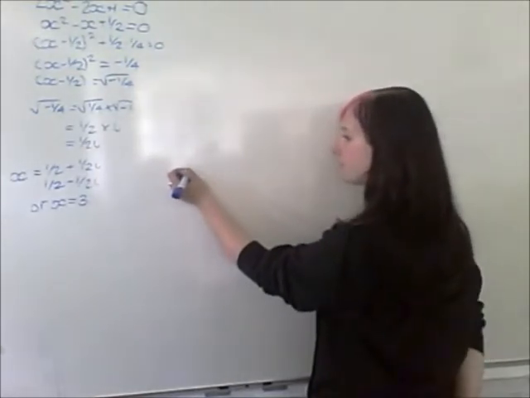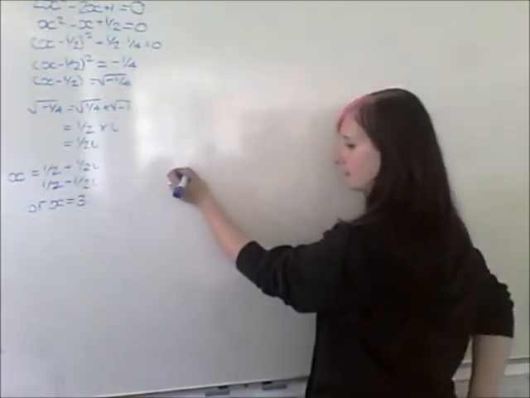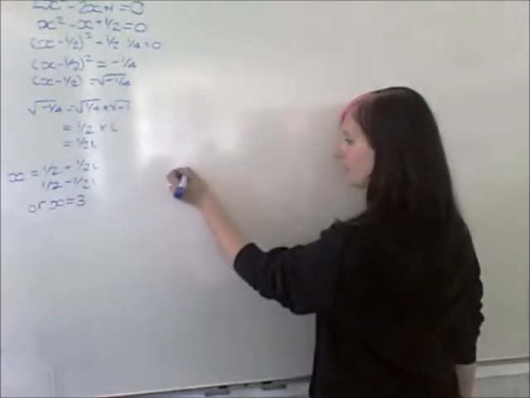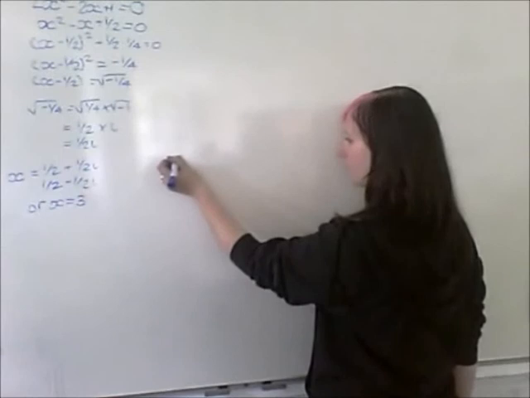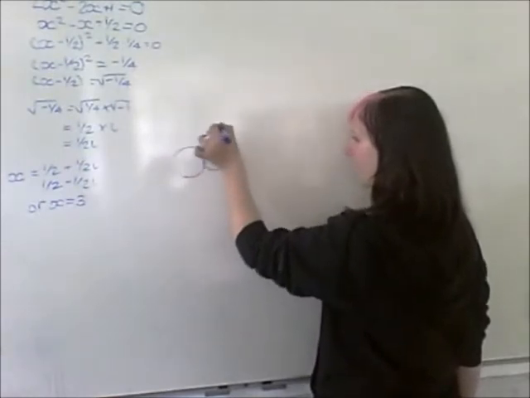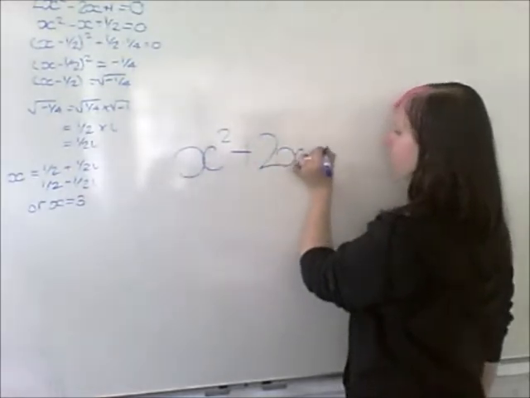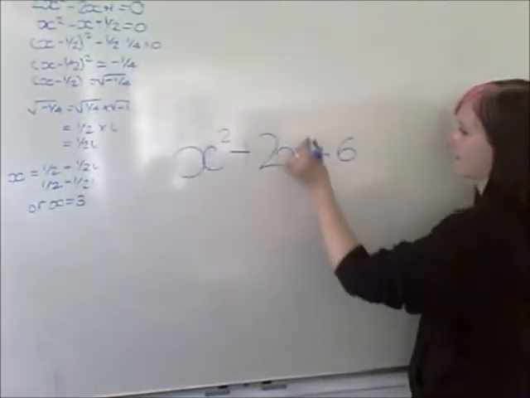Now for a challenge. This should be fairly simple if you followed everything so far, but there's a little twist that might trip you up. The quadratic I'd like you to solve is x squared plus 2x plus 6. Good luck.